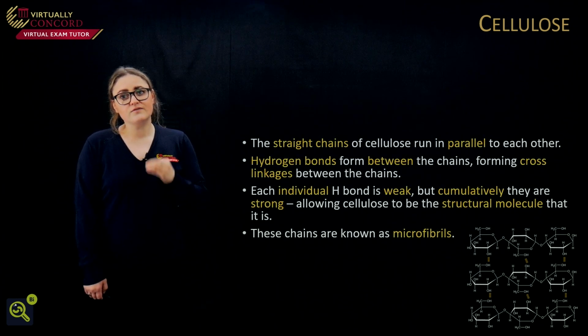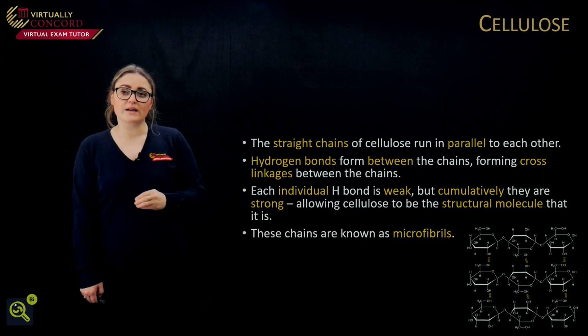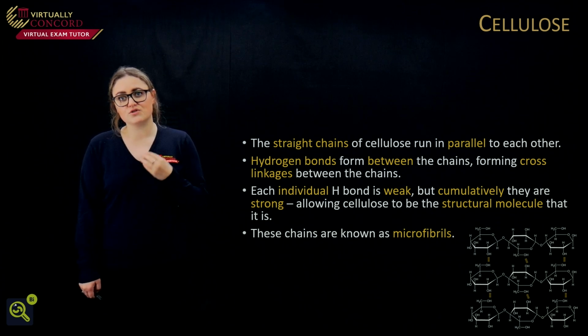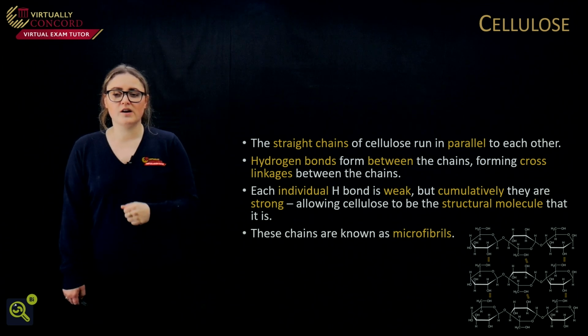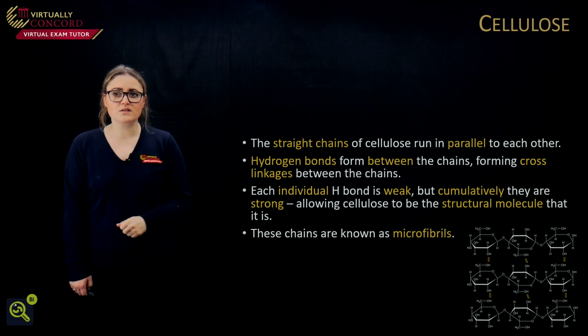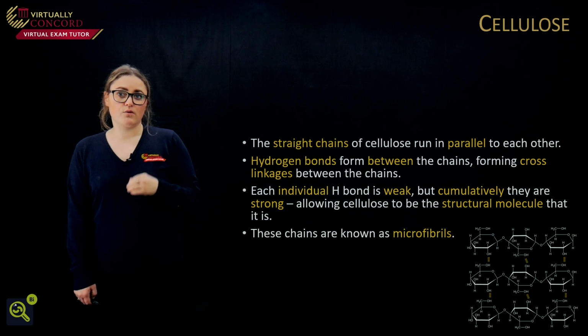So as I said, individually these hydrogen bonds are quite weak, but cumulatively they provide strength, okay, to that cellulose molecule, allowing it to provide structure and strength to the plant cell walls. These chains are known as microfibrils.